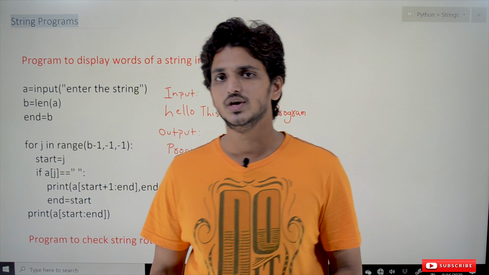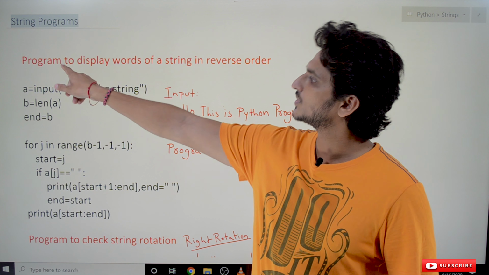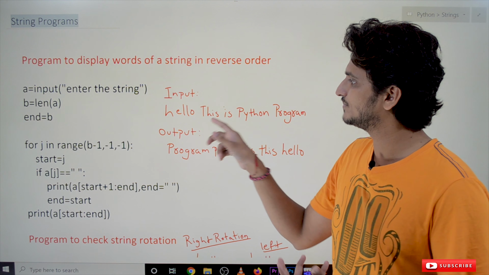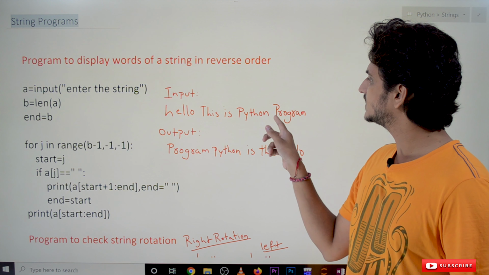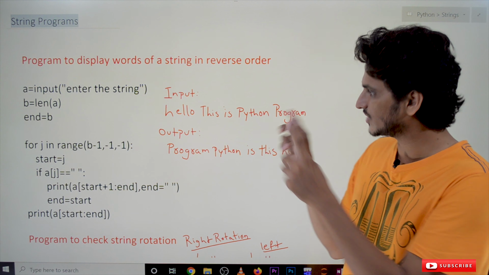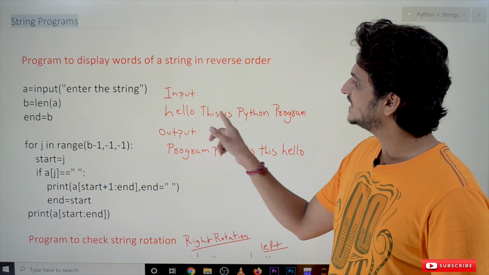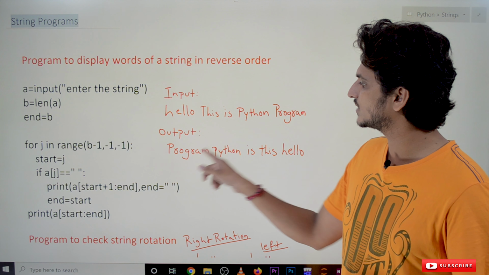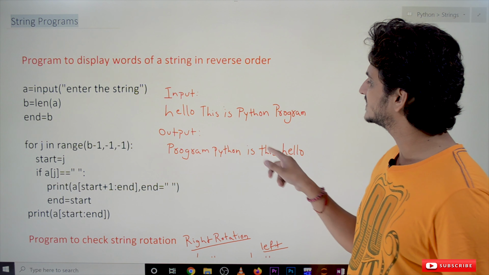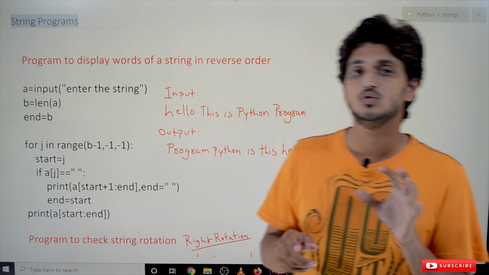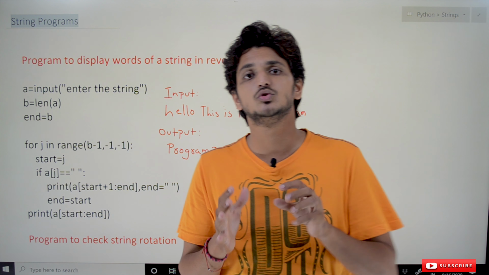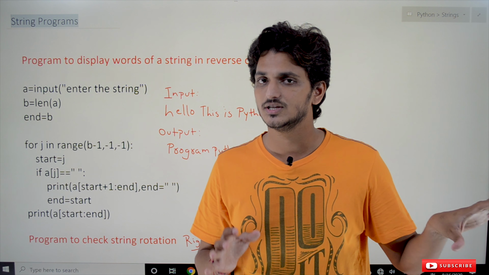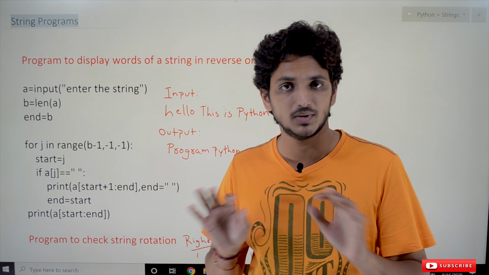The first example is a program to display the words of a string in reverse order. Let's take an example. Input is "hello. This is Python program." The words in this string are hello, this, is, Python, program. We have to display them in the reverse order: first program, Python, is, this, and hello. But the condition here is we should not use the split method. The split method was clearly discussed in our previous classes.